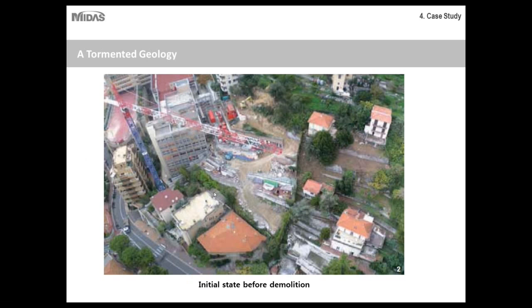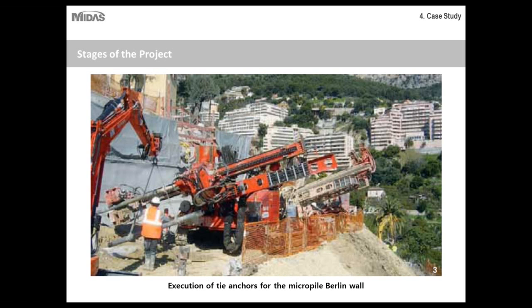So this is the initial state of the site before demolition. There are dozens of houses that would be demolished in this particular area, and the soil strata that they were dealing with was also an interesting one. There were different types of soil strata. Thankfully, there was no water in the area, so therefore drainage or the pore water pressure wasn't a big issue with this size of excavation.